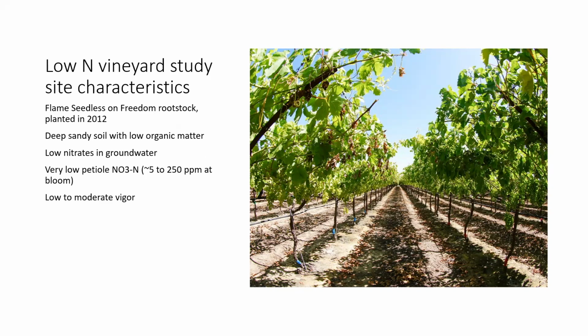So this low N vineyard is a Flame Seedless table grape vineyard. Here's a picture of it on the same slide here. And it was planted on Freedom rootstock in 2012. And it's a deep sandy soil with low organic matter. There's low nitrates in their irrigation water. And the unfertilized vines, when we started the study, had very low petiole nitrate, basically from about 5 to 250 ppm at bloom. And the vigor was low to moderate.